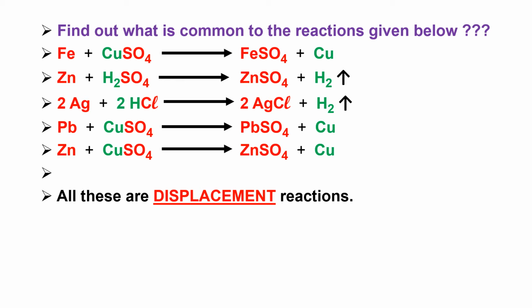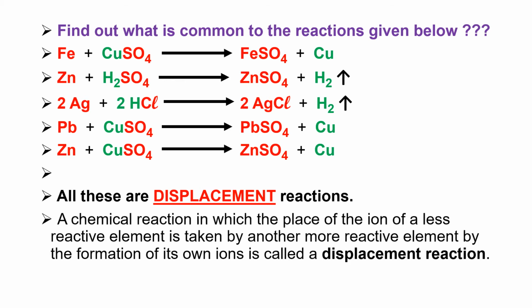Let's see the definition. A chemical reaction in which the place of the ion of a less reactive element is taken by another more reactive element by formation of its own ions is called a displacement reaction. Now this definition you have to learn by heart, but I am just telling it in simple words. A more reactive element displaces a less reactive element, or you can say a highly reactive element displaces a lowly or less reactive element to form a new compound.